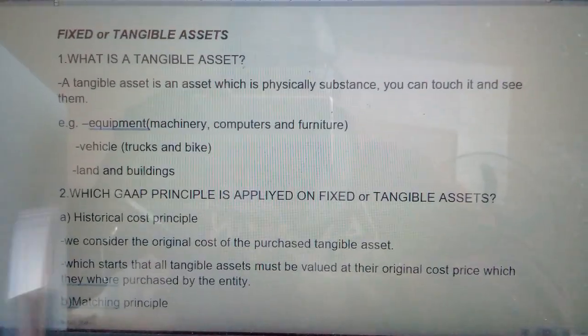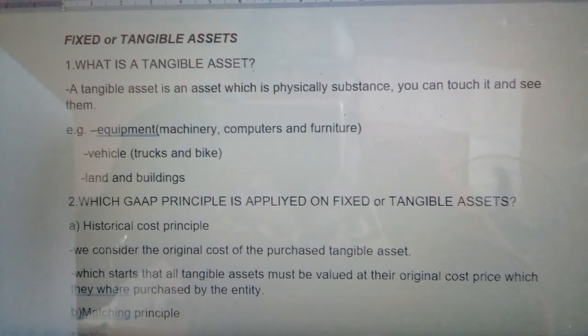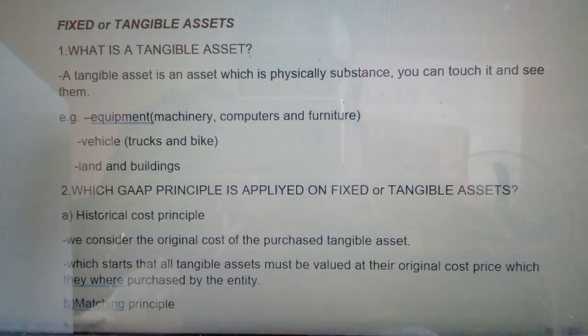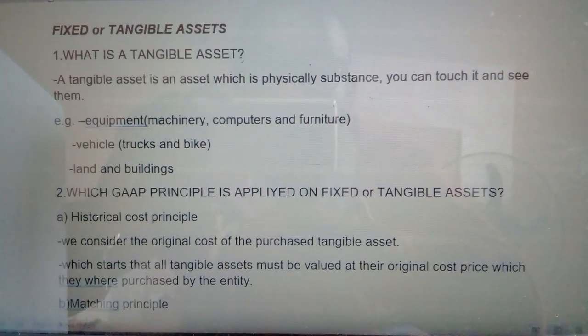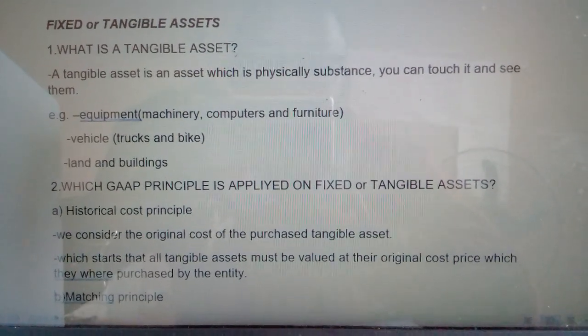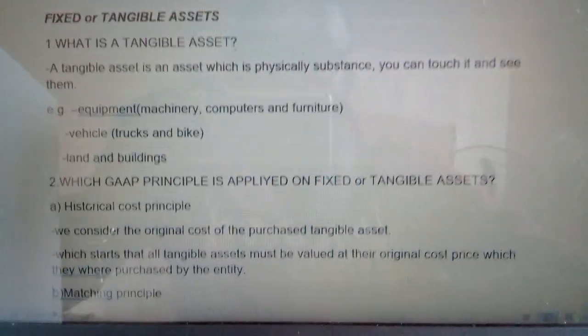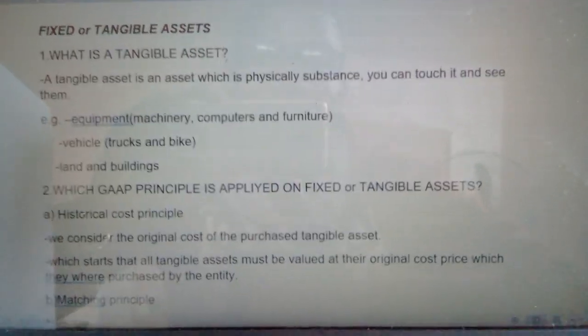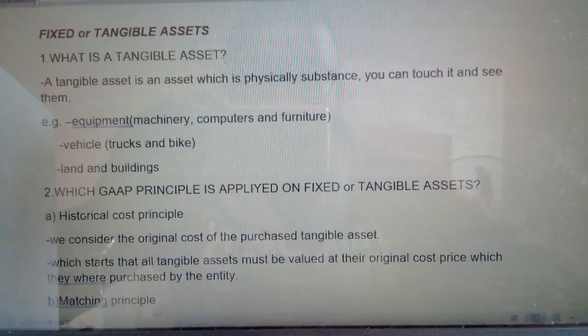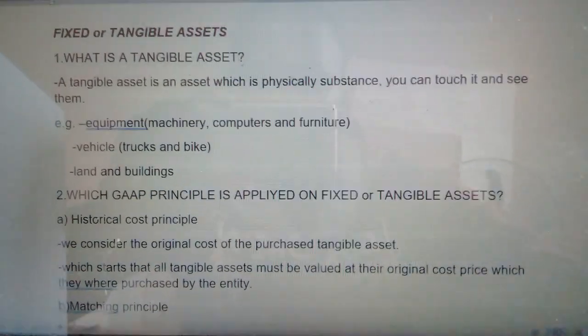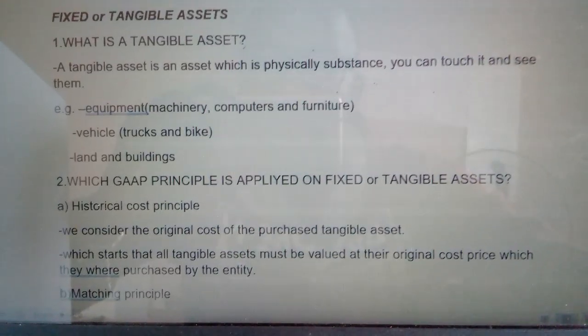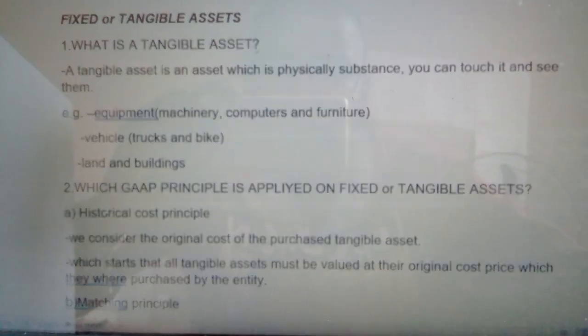So first thing, what is a tangible asset? A tangible asset is an asset which has physical substance; you can touch it and see it. Examples are equipment. In equipment we include machinery, computers and furniture, and vehicles include trucks and bikes, and also land and building.